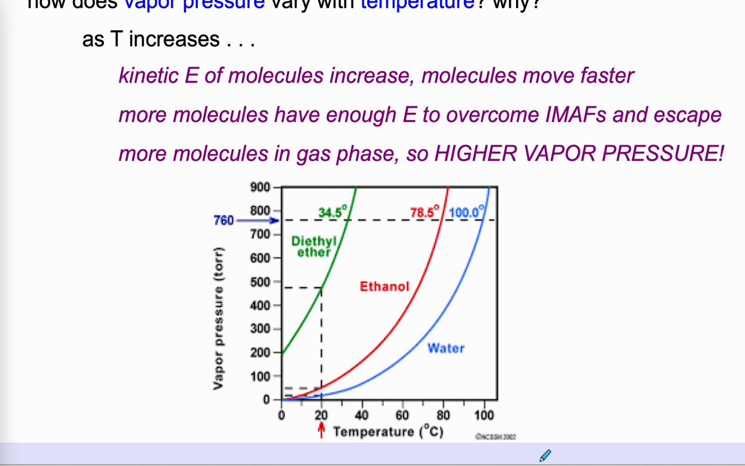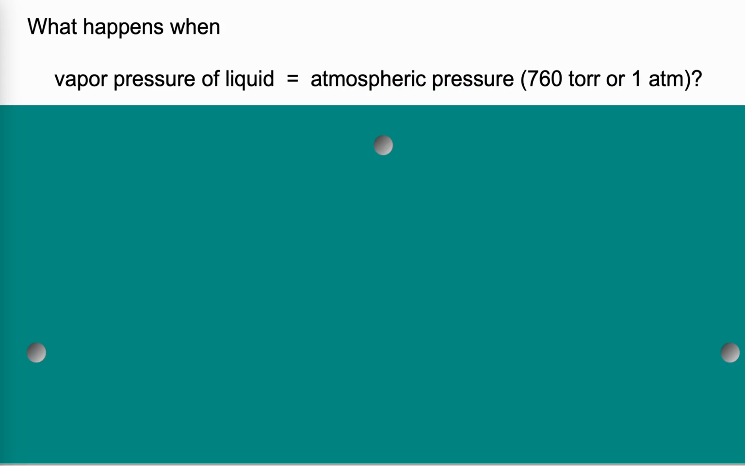I'll also point out that there is a particular pressure indicated on this, which is a pressure of 760 torr, which corresponds to atmospheric pressure. And you'll see that there are very specific temperatures at which these liquids have that particular vapor pressure, which I'll get to in a bit.